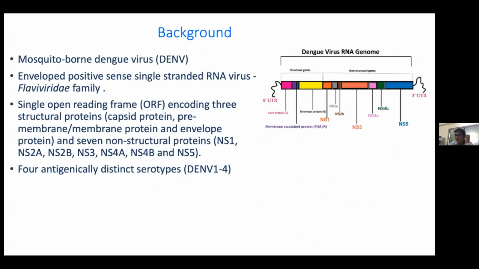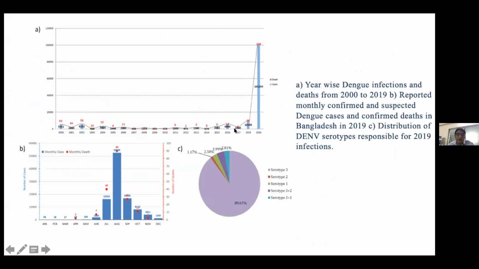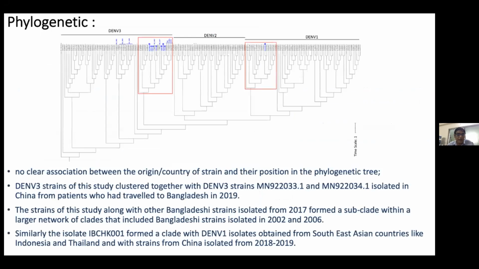Dengue virus: in 2019, there was a serious problem with dengue. If you look at the graph, it shows deaths from 2000 to 2019, with reported monthly confirmed and suspected dengue cases. You see here, 170 people died due to the reported dengue cases, so you can imagine how many there are among the unreported cases. So we sequenced some of the genomes from there, and here is what we found.